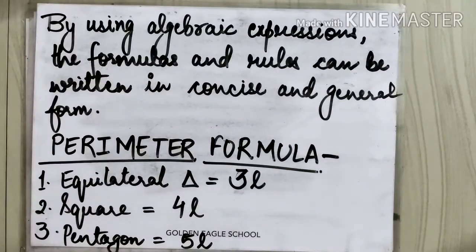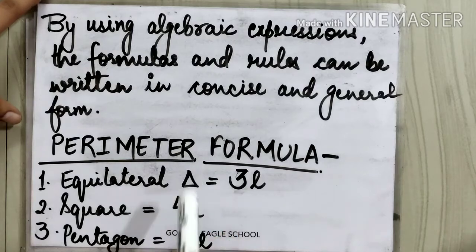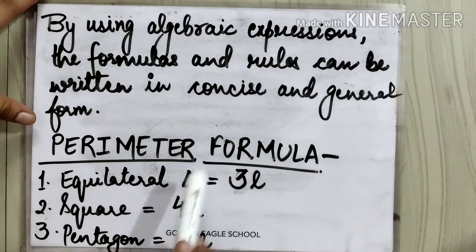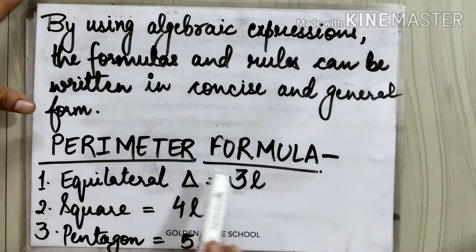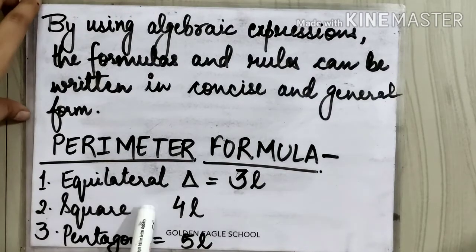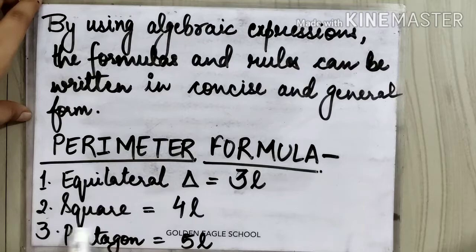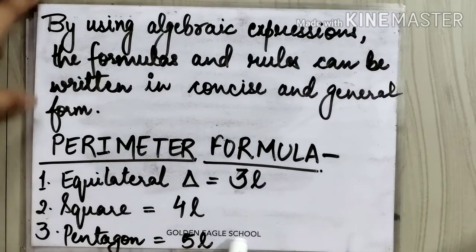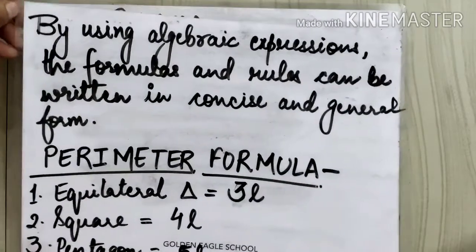So first is perimeter formula. As we know, for equilateral triangle it is 3 times of L. Means instead of writing L plus L plus L for all the 3 sides, we have written 3L. Similarly for square it is 4L and for pentagon it is 5L. This was for perimeter formula.